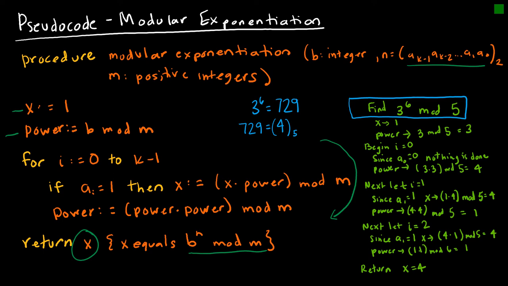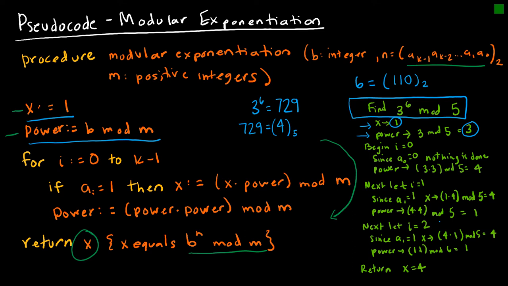So let's take a look at the step-by-step in case you're still struggling a little bit with the pseudocode. What this tells us here is that x starts at 1 and the power starts at b mod m. So notice here I've written that x begins at 1 and the power begins at 3, which was my base, mod 5. And 3 mod 5, obviously if I took 3 divided by 5, that would be 0 with a remainder of 3. So I've got x is 1 and the power is 3. Then I have to look at 6 as my exponent. And again, I want to look at 6 as a binary. So 6 in binary or base 2 means I have 1 four, 1 two, and 0 ones. So it's 110 base 2. So those are the values that I'm using.